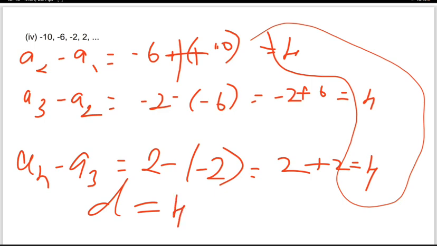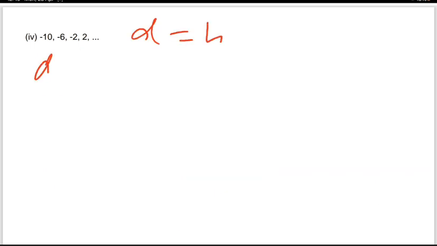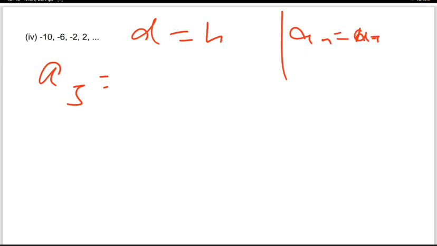We found the common difference to be 4. Let's write the 5th term, 6th term and 7th term. So for a5, we can use the formula: an is equal to a plus n minus 1 into d.